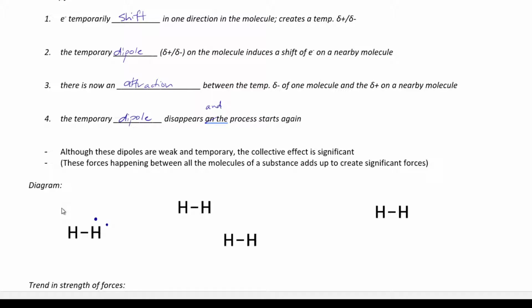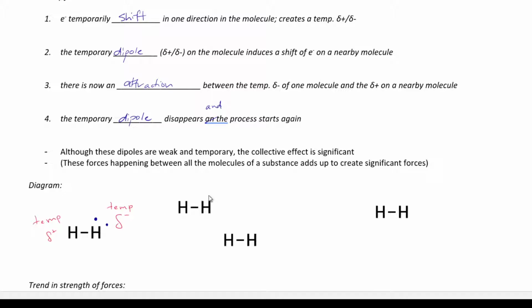If you took a snapshot in time, the electrons sometimes clump around one edge, right? So that is step one. The electrons temporarily shift to one direction. And if the electrons are temporarily shifted over here, and again, this is temporary because this shift is going to disappear in a second, you have a temporary delta negative, and this would be a temporary delta positive.